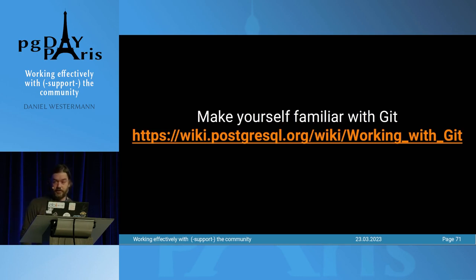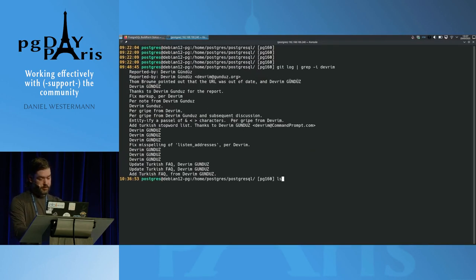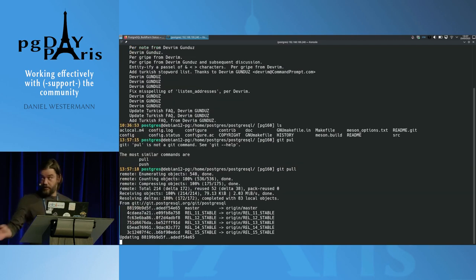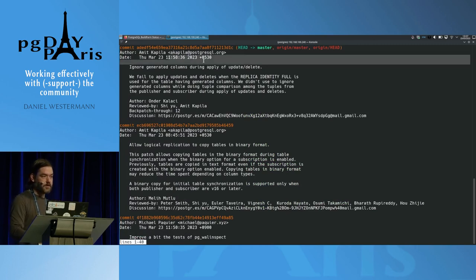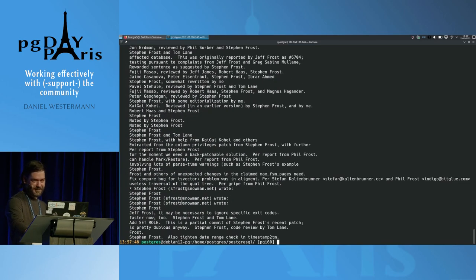Very important, make yourself familiar with Git. Why? Because if you really want to test something, what you can do, so this is the Postgres source code. So now you have the latest commits until, I don't know when was the last one, probably today. And now you can test. Or if, for example, you want to know if Stephen really did something for the community. What do you think? Will you see something? No.